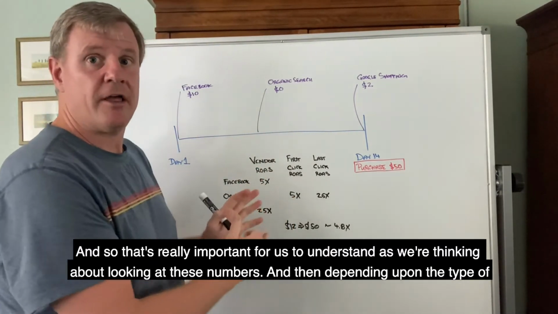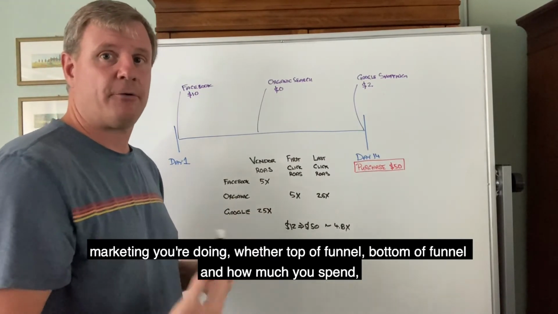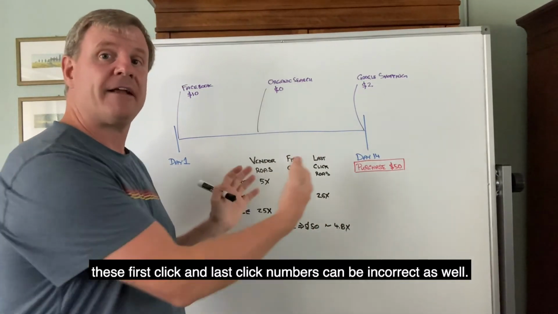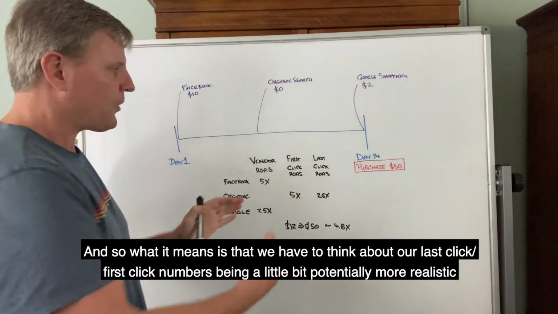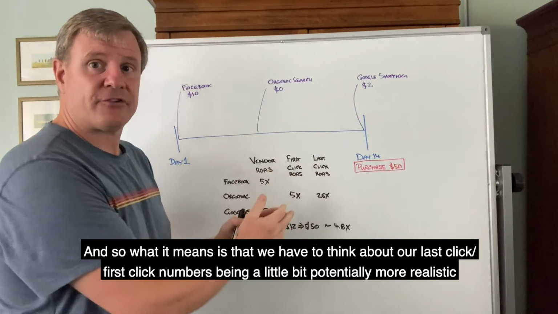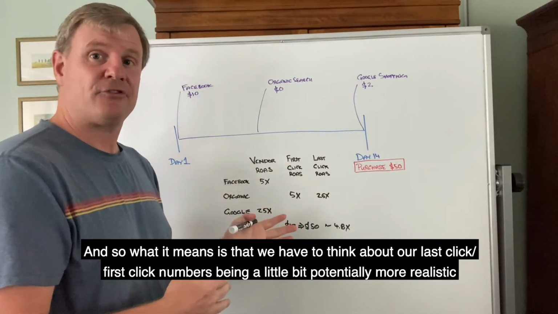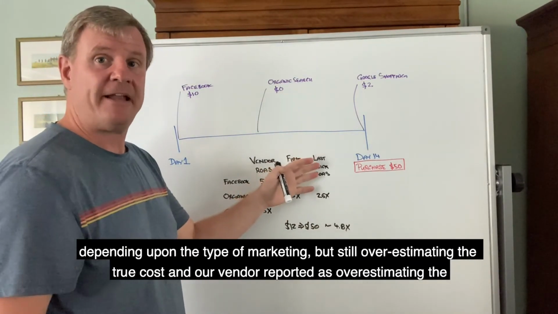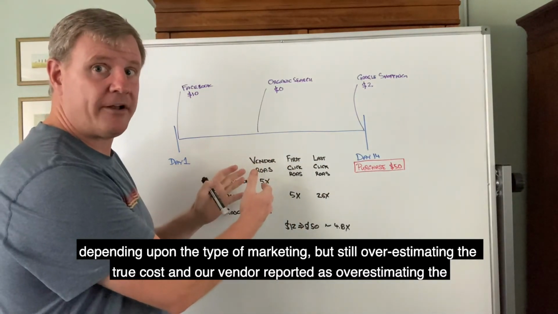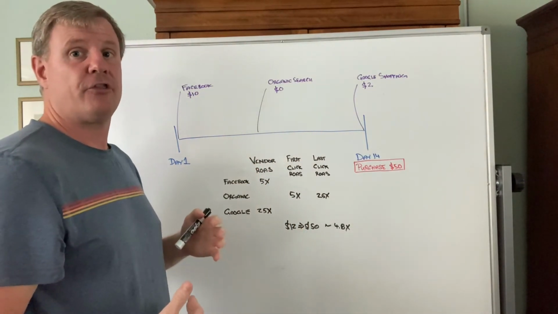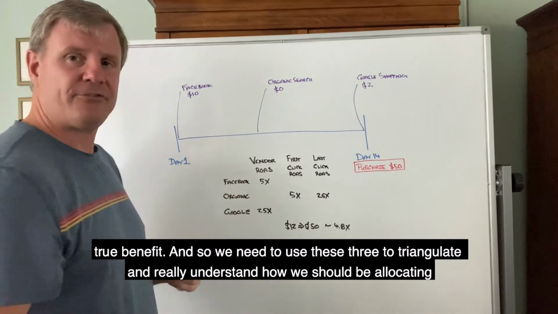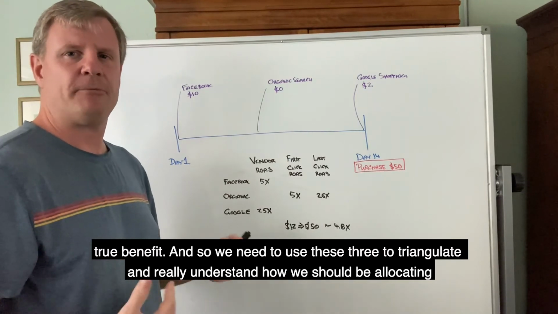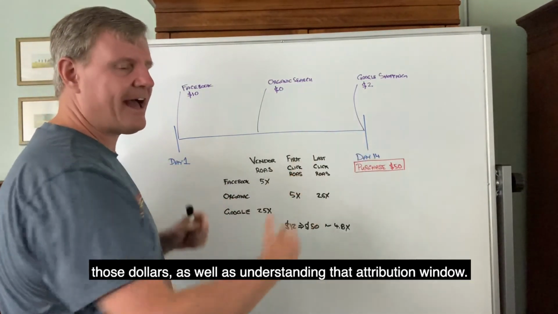And then depending upon the type of marketing you're doing, whether it's top of funnel or bottom of funnel, and how much you spend, these first click and last click numbers can be incorrect as well. So what it means is that we have to think about our last click and first click numbers as potentially more realistic depending upon the type of marketing, but still overestimating the true benefit, and our vendor reported metrics as overestimating the true benefit. And so we need to use these three to triangulate and really understand how we should be allocating those dollars, as well as understanding that attribution window.